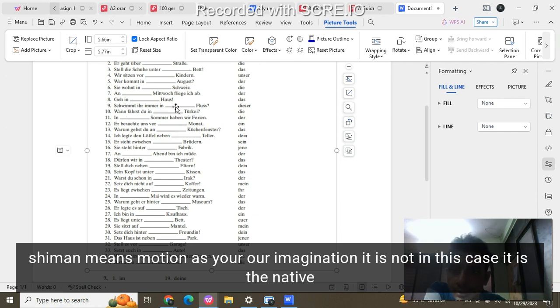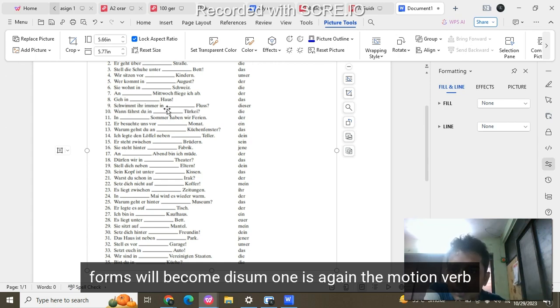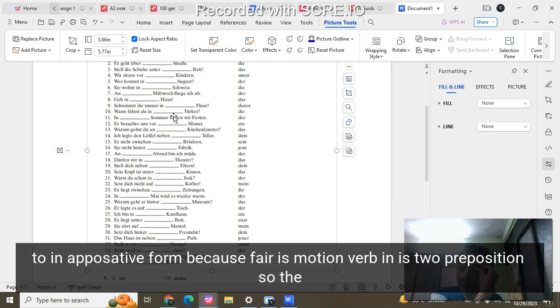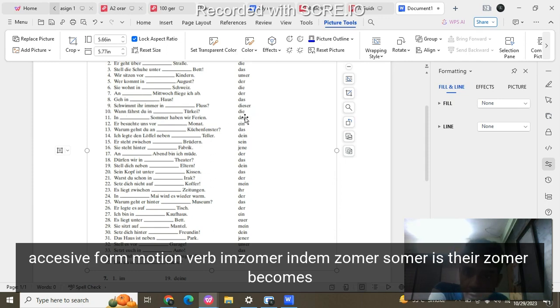In this case, it is the dative form. Schwimmt ihr immer in dem Fluss, diesem Fluss. Dieser will become diesem. Fahren is again a motion verb. Fährt er in die Türkei, accusative form, because fahren is a motion verb. In is a two-way preposition. So the accusative form. Motion verb is the accusative.